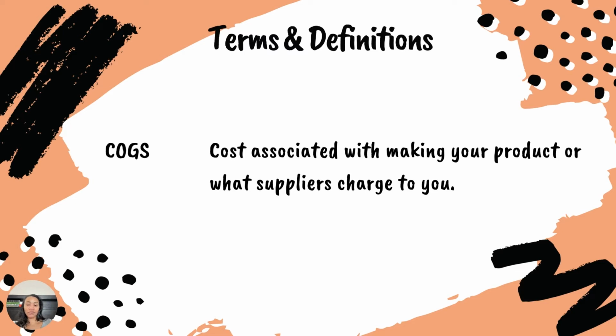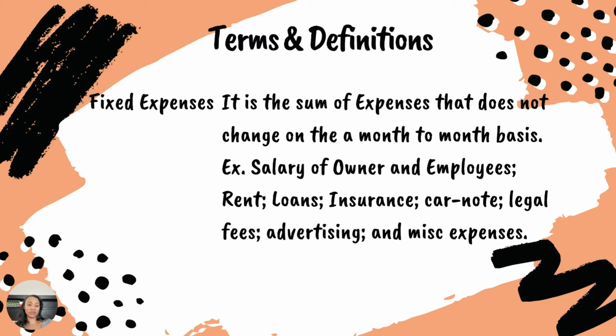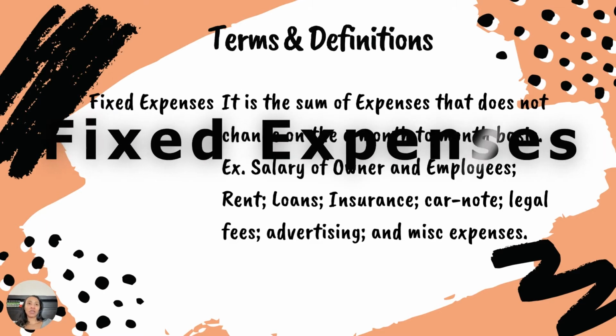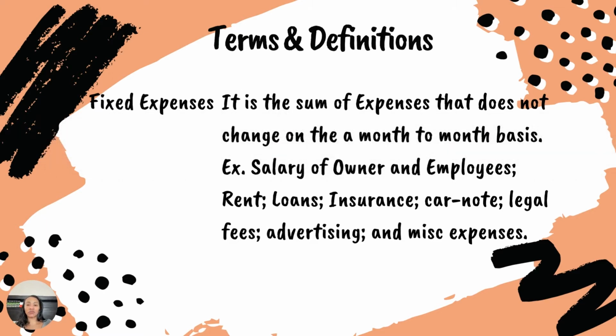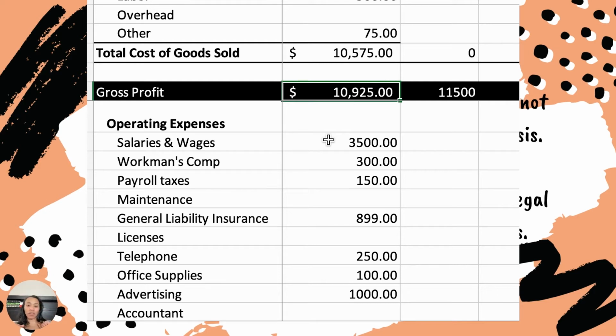Okay, the second definition is fixed expenses. Now, if you looked at my last financial videos, we talked about how to create a startup cost summary sheet. Fixed expenses is in a separate section than the cost of goods sold. Okay, we're going to talk about cost of goods sold too because it falls under a particular definition. Okay, so fixed expenses is the sum that does not change on a month-to-month basis.